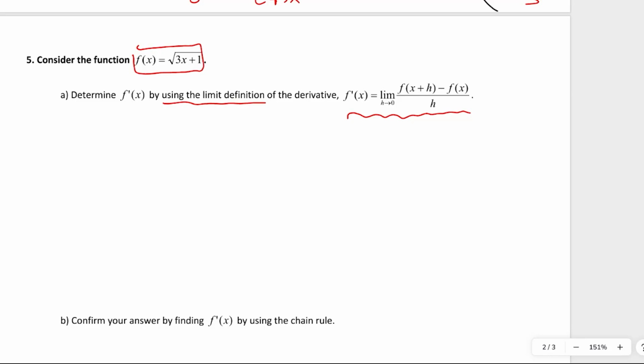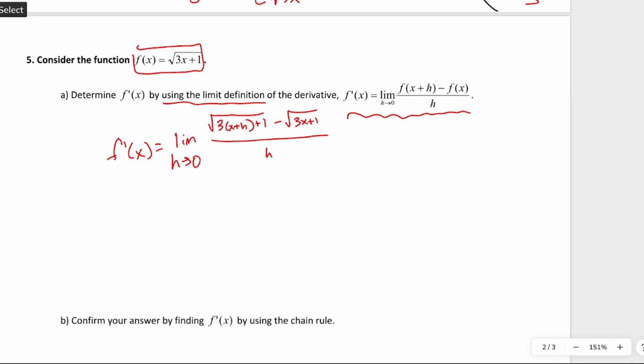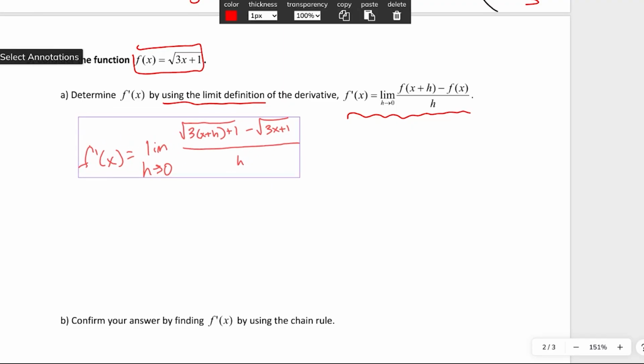So let's set this up. So the derivative, if this is f of x, then f prime is going to be the limit as h approaches 0 of the square root of 3 times x plus h plus 1. Okay, so right now I'm plugging in x plus h into x. And then minus f of x, so minus the square root of 3x plus 1, all over h. So that is the definition of the derivative, but we need to simplify this.